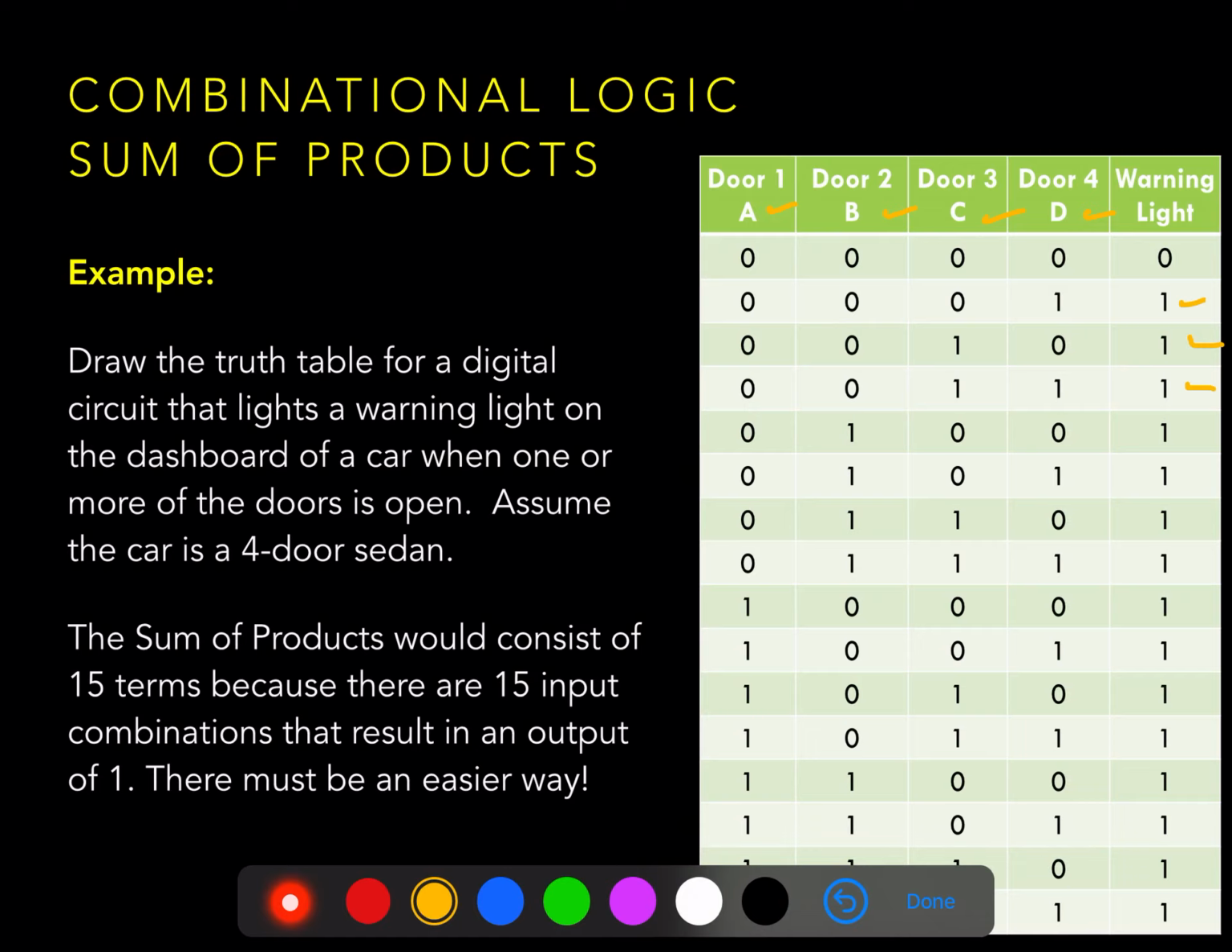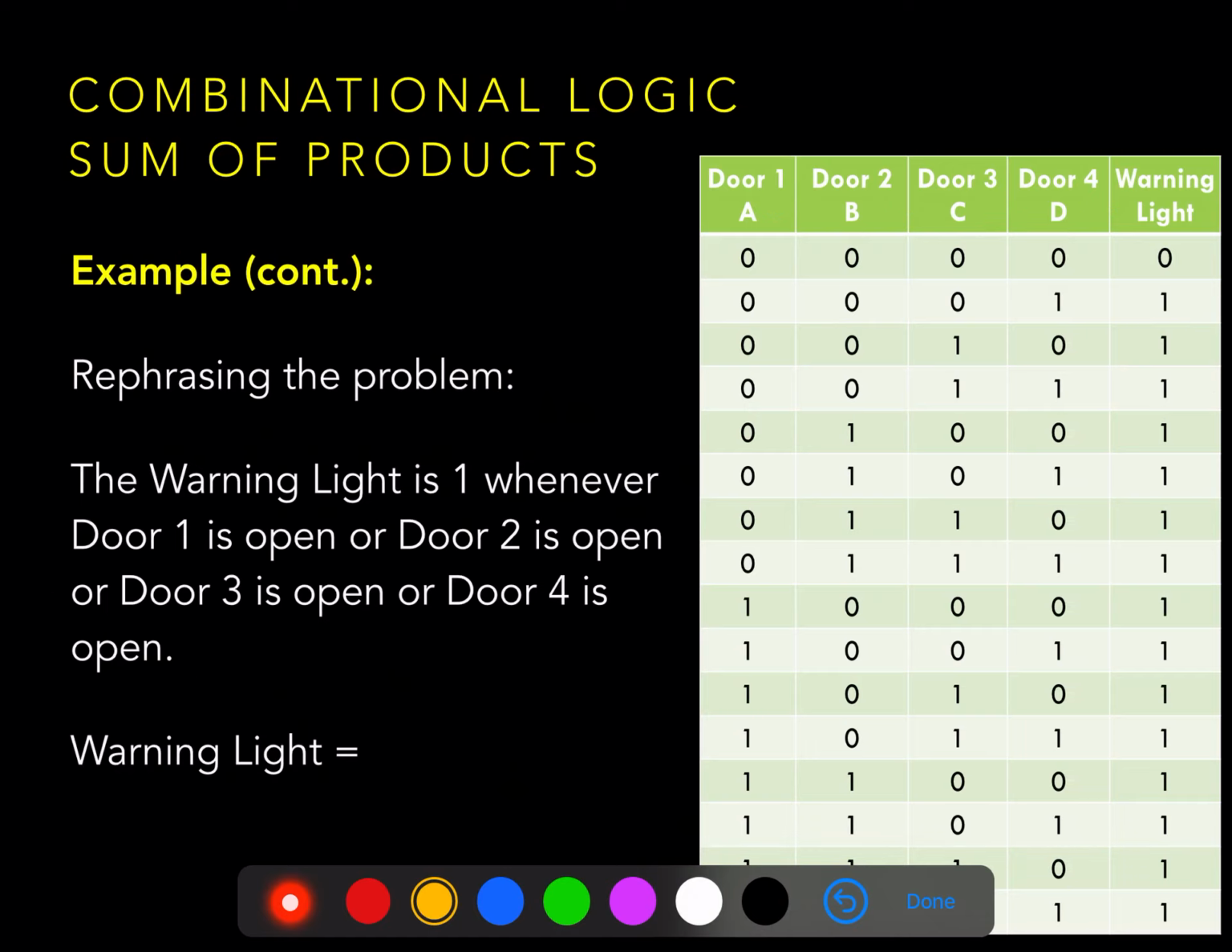Surely there must be an easier way. And there is. Let's think about what's going on here. We know that the warning light is going to turn on whenever door 1, or door 2, or door 3, or door 4 is open. So in this case, we've been able to come up with the expression just using common sense and taking a look at the problem statement. That was a lot easier than going through the whole sum of products expression and simplifying it.